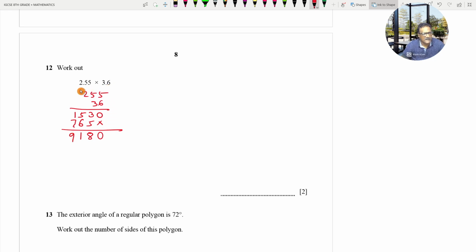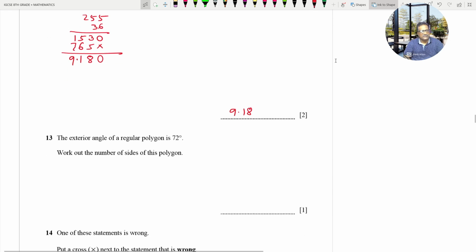Now after the decimal point you have to see how many places. In the first number after the decimal point there are 2 digits, and in the second number after the decimal point there is 1 digit. So in total, after 3 digits from the right-hand side you have to put a decimal point. So 1, 2, and 3. So 9.18 is the answer for this particular question.